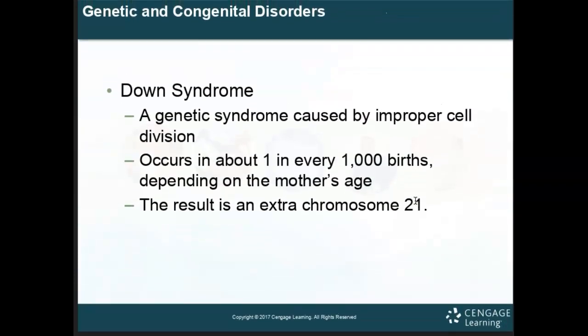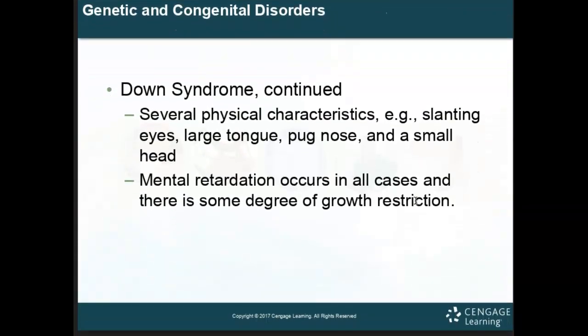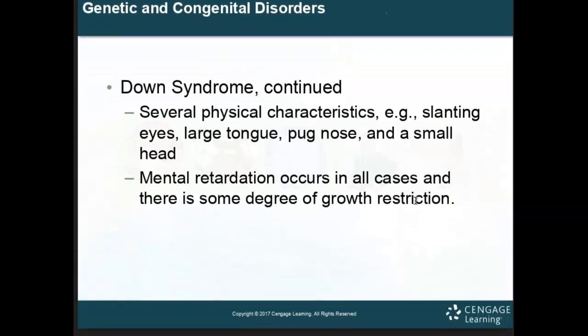Down syndrome is a genetic syndrome caused by improper cell division, and it occurs at about 1 in every 1,000 births, depending on the mother's age. The result is an extra chromosome 21. Down syndrome also has several physical characteristics, for example, slanting eyes, large tongue, pug nose, and a small head. Mental retardation occurs in all cases, and there is some degree of growth restriction.